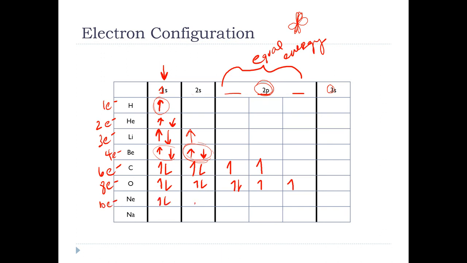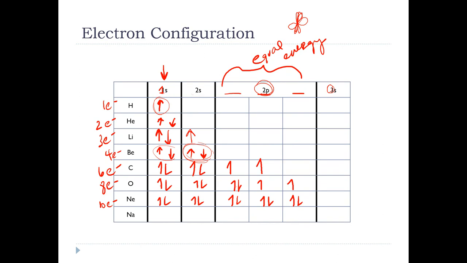I'm going to put 1, 2, 3, 4, 5, 6, 7. I can't go here yet. I need to fill in these guys first. 8, 9, 10, and we're done. So this is the electron configuration of neon.